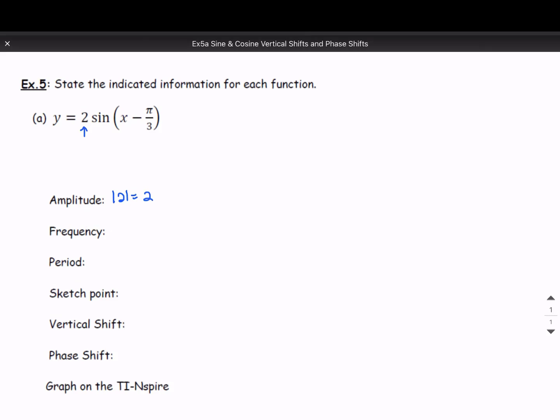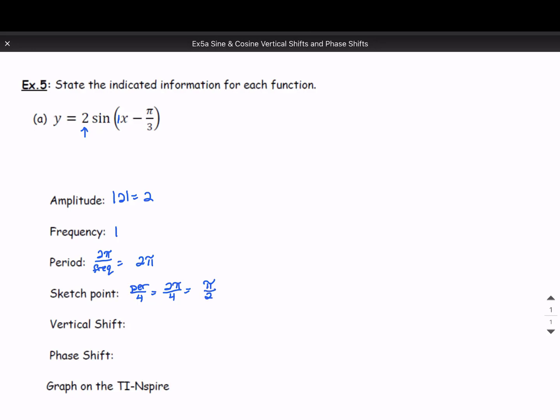Our frequency would be the number in front of the x, which is invisible, so it's the invisible 1. The period is 2 pi over the frequency, so in this case that's 2 pi over 1, or just 2 pi. Our sketch point, remember, is the period divided by 4. Our period was 2 pi, and if we divide that by 4, we have a sketch point of pi over 2.